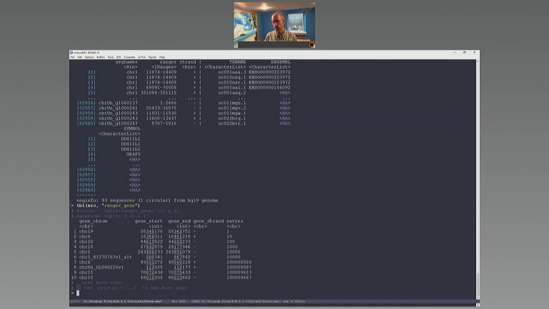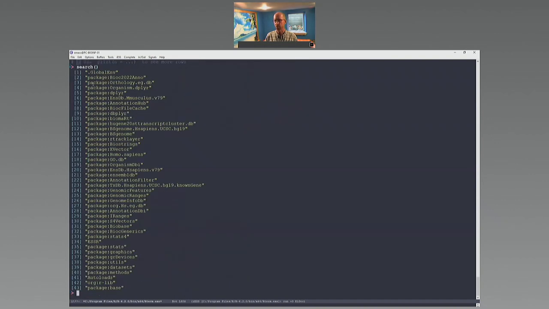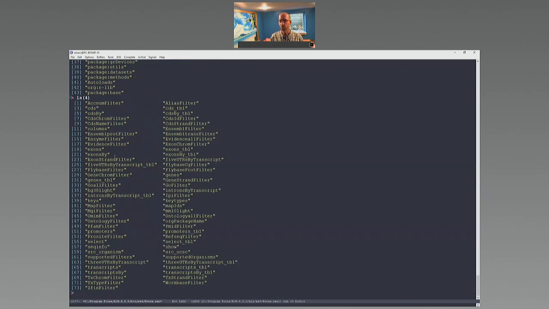One trick you can do to figure things out, if you don't know what functions are in a package, is use the search function. It'll tell you, this is my package load space. So I know organism dplyr is the 4th thing. So if I do this, it tells me all of the functions that are in the dplyr package.